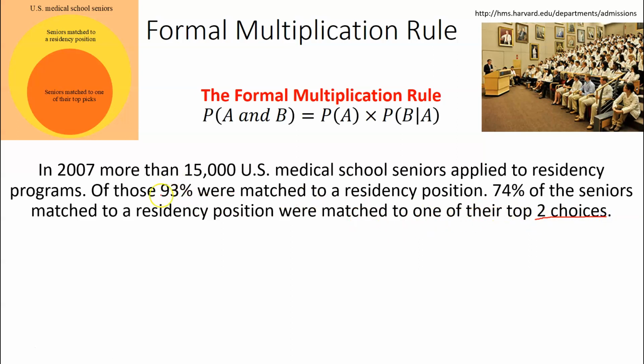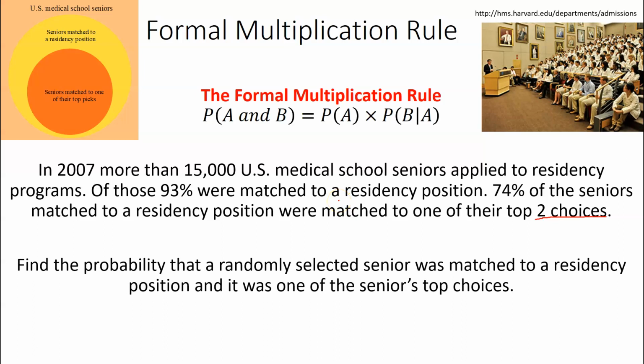Okay, so 93% were matched. 74% of those got their top choices. But there's a condition here. To be part of this group, well, you had to be part of this group to begin with. So that's the conditional part of this probability here. Find the probability that a randomly selected senior was matched to a residency program and, so this is the formal multiplication rule, it was one of their top choices.